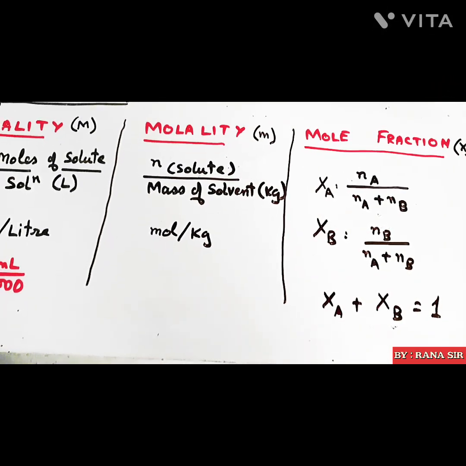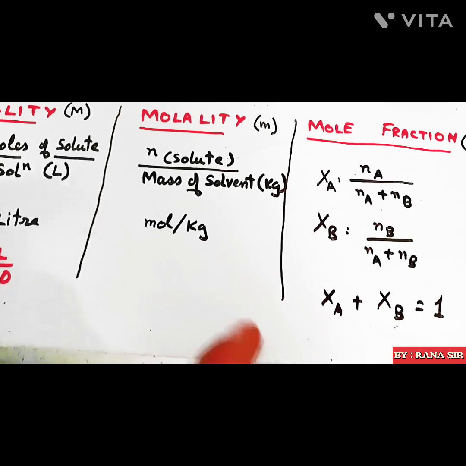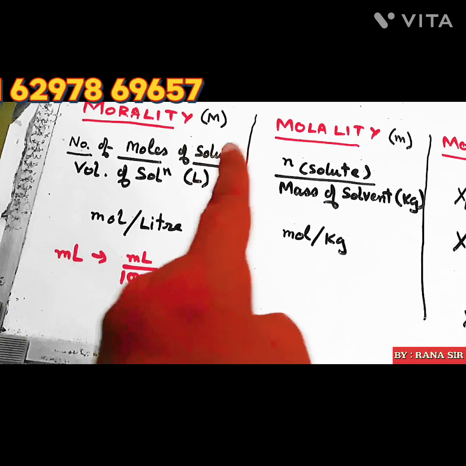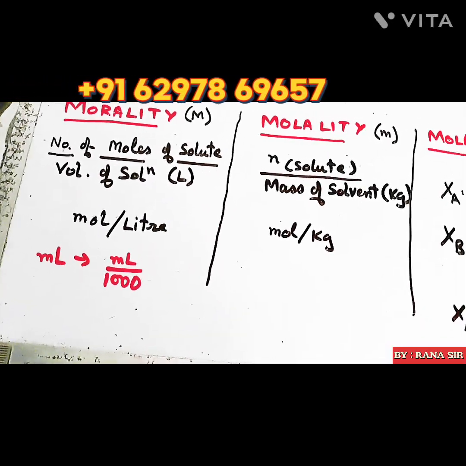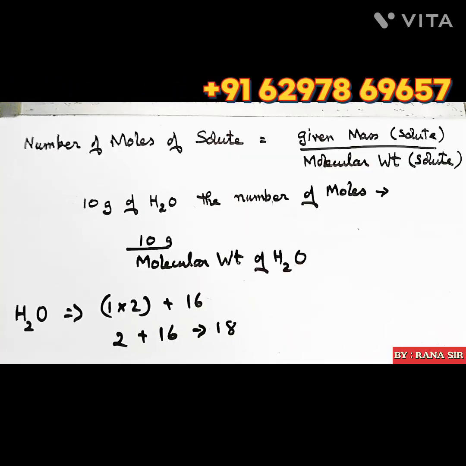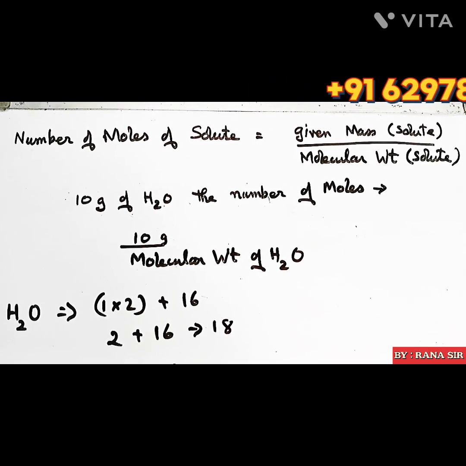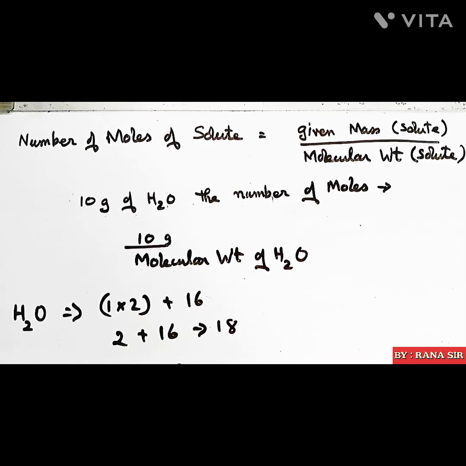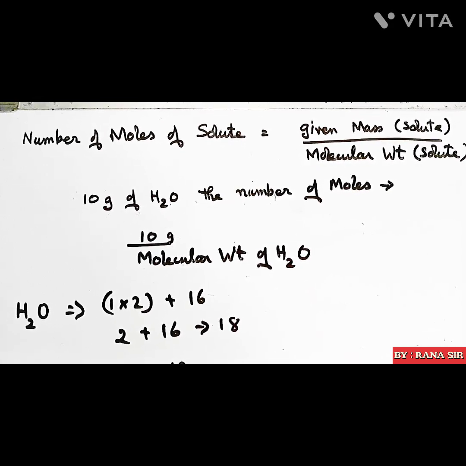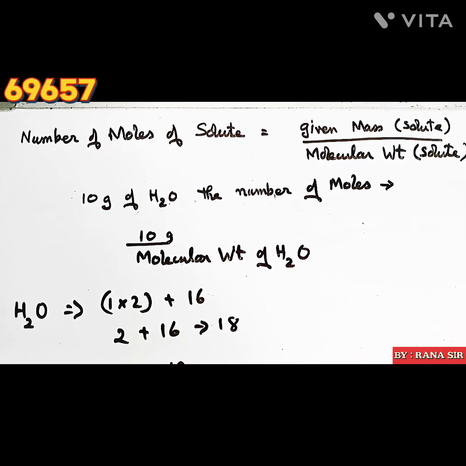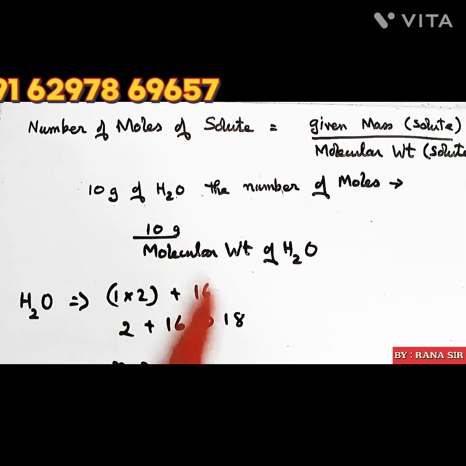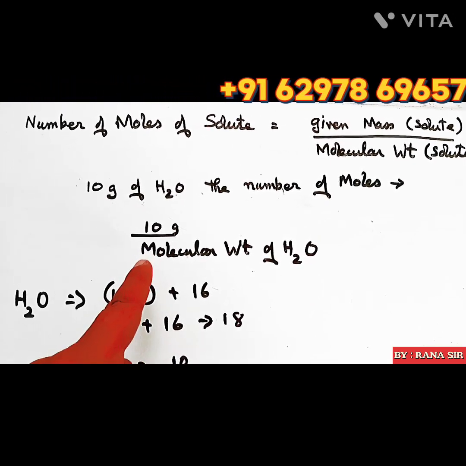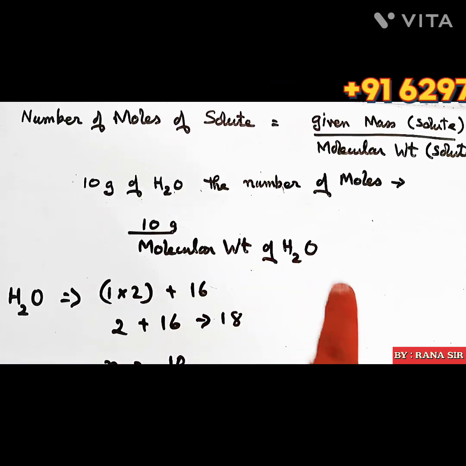Now after writing this, let us discuss the terminology number of moles of solute. How do we get this term, number of moles of solute? What does it mean? Number of moles of solute is equal to given mass of solute divided by molecular weight of solute. Sometimes the mass of the solute is given and you have to find the number of moles. Suppose 10 grams of water is given, so find out the number of moles. So 10 grams is the given mass, 10 divided by molecular weight of H2O.